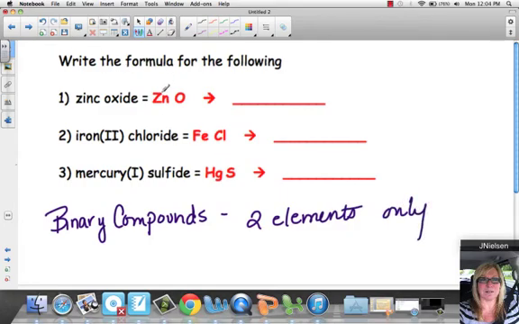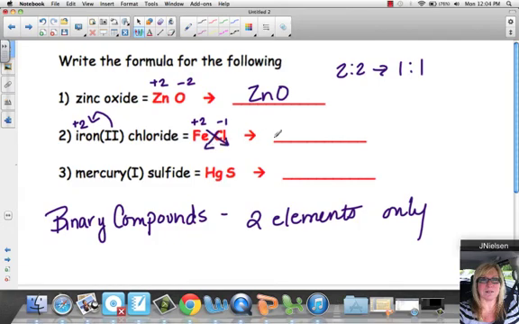So it's our normal rules. Zinc is plus 2, oxygen is minus 2, so it's just going to be ZnO, because 2 to 2 is the same as 1 to 1. Iron(II). They're telling me that the oxidation state of iron is plus 2. So this is plus 2, chlorine is minus 1, so when I drop and cross, I get FeCl2. Mercury(I), they want me to use the plus 1. Sulfur is minus 2, so now when I drop and cross, it's going to be Hg2S.